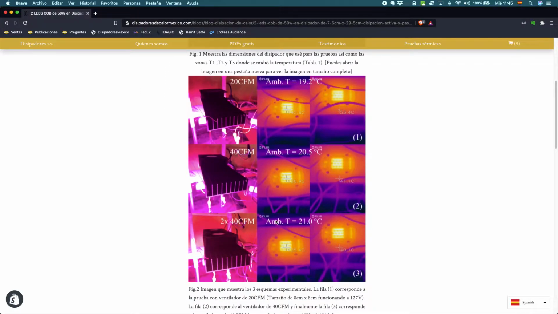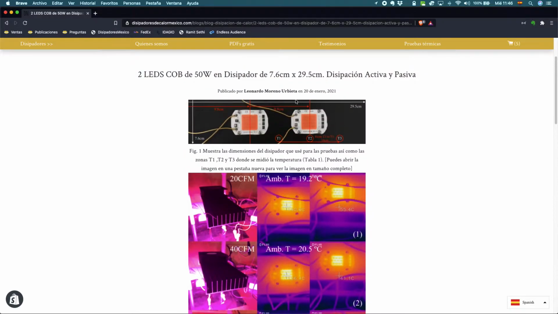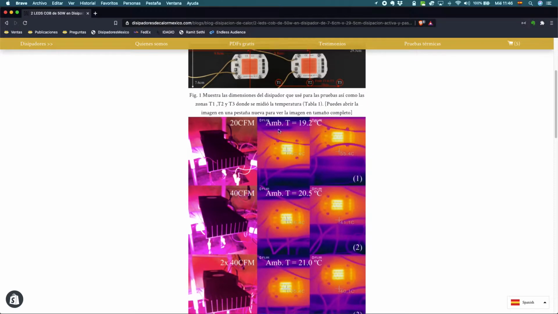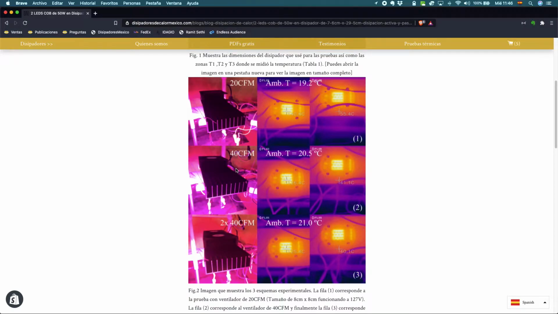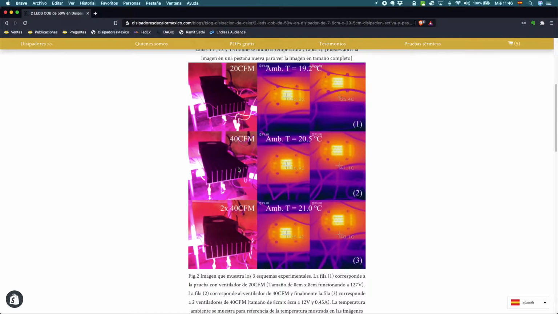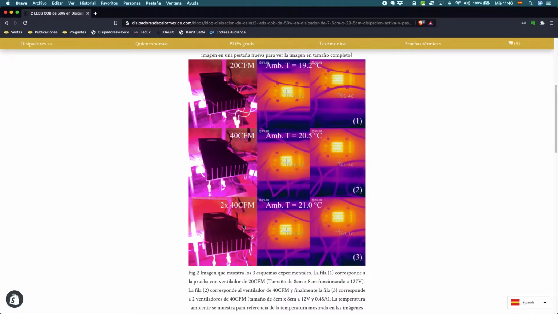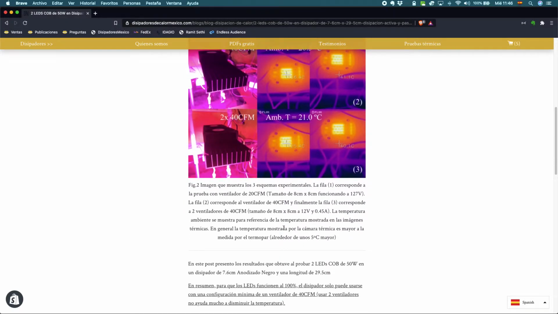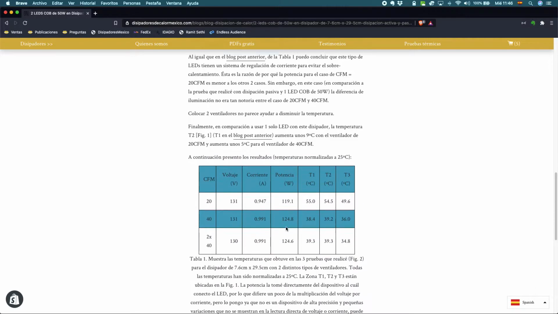In this picture, I show the actual experiment. The first line corresponds to the 20 CFM fan located at the middle of the heatsink, right about here. The second line corresponds to the 40 CFM fan, and the last line corresponds to the same 40 CFM fan, but in this case two fans located one above each LED. These are the results.